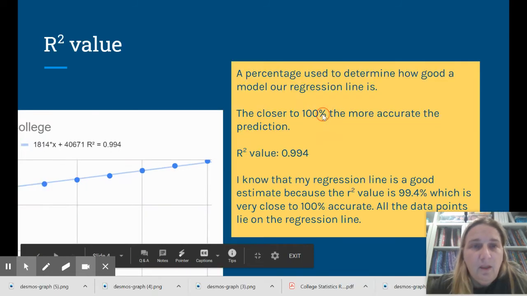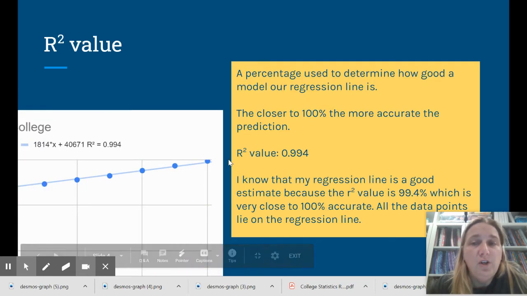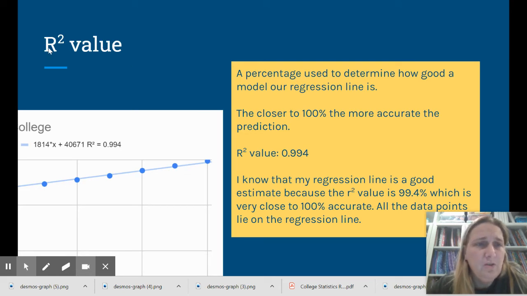Then the next thing we have to know is how good of a prediction that is. How close are we? So this is what we call the R-squared value. The R-squared value is basically a percentage used to determine how good our model or regression line is. So the closer to 100%, the more accurate the prediction is going to be. So when companies or insurance companies are making these predictions, they try to get this equation to get that R-squared value as close to 100% as they possibly can.